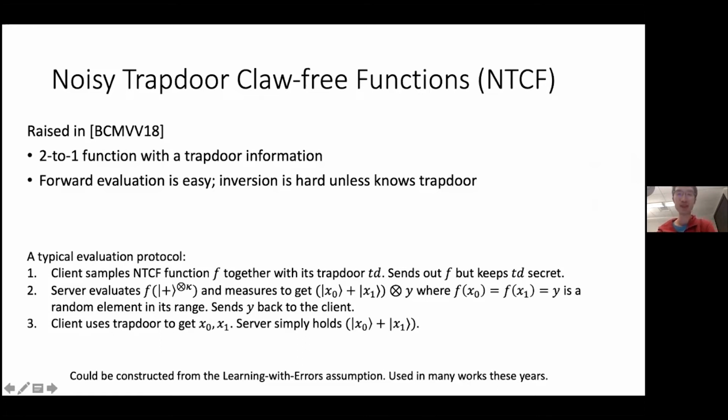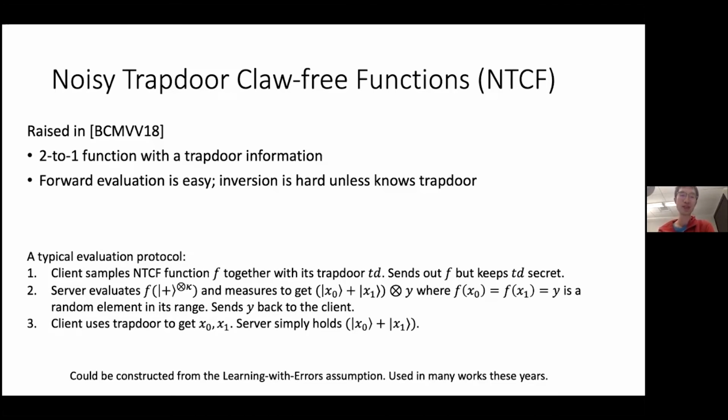This primitive is raised in this paper. Formally speaking, this function is a 2-to-1 function, which means two elements in the domain correspond to the same element in the range. It's a little bit like the function in Simon's problem. And this function has a trapdoor information. Forward evaluation of this function is easy, but the backward evaluation, or the inversion, is hard unless you use the trapdoor.